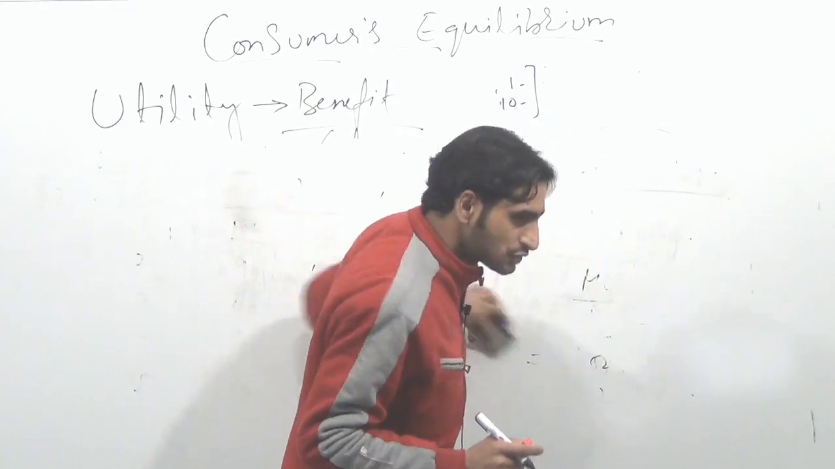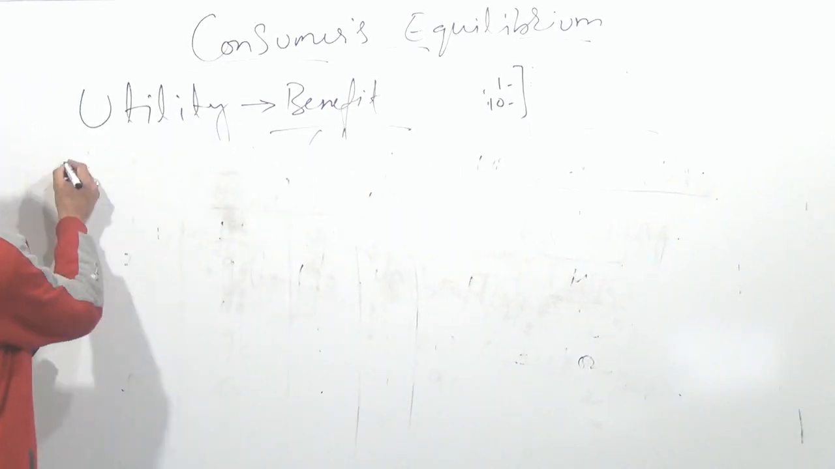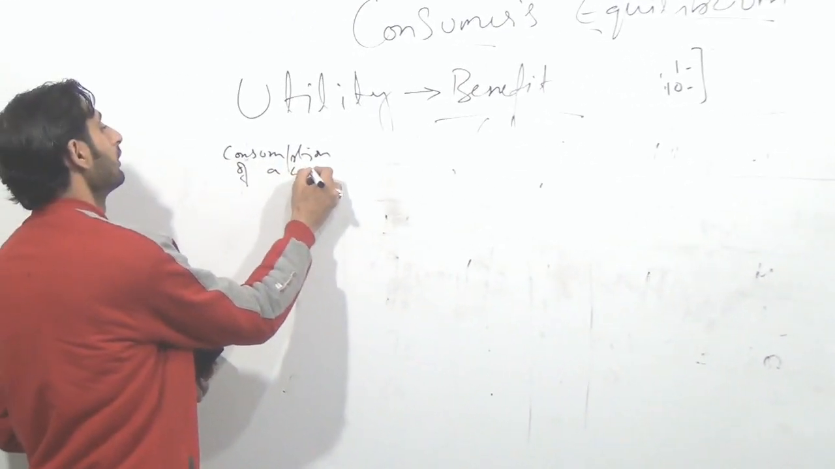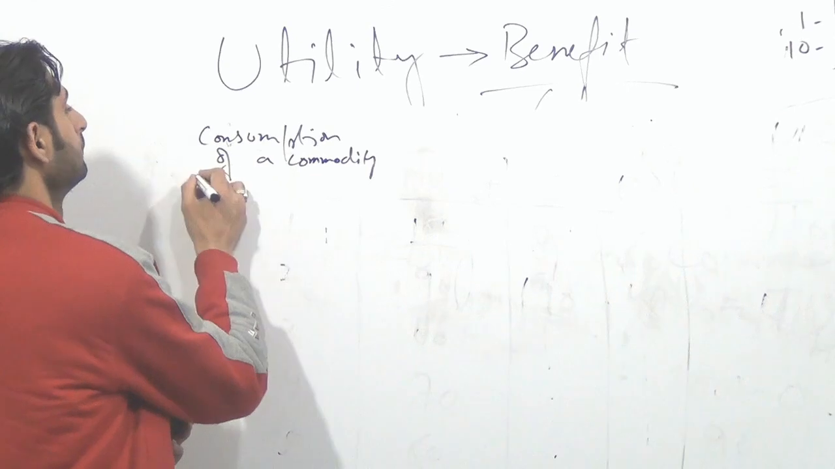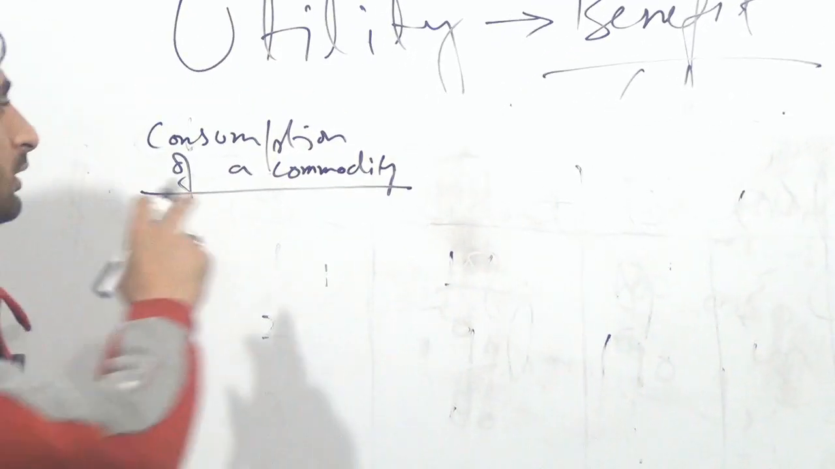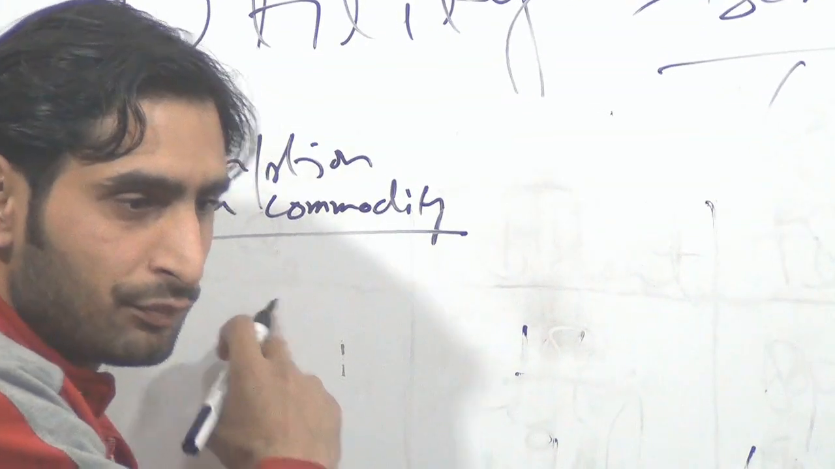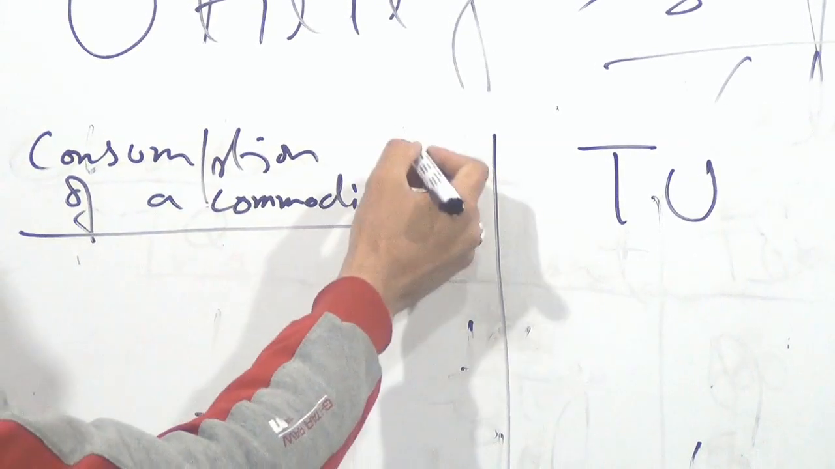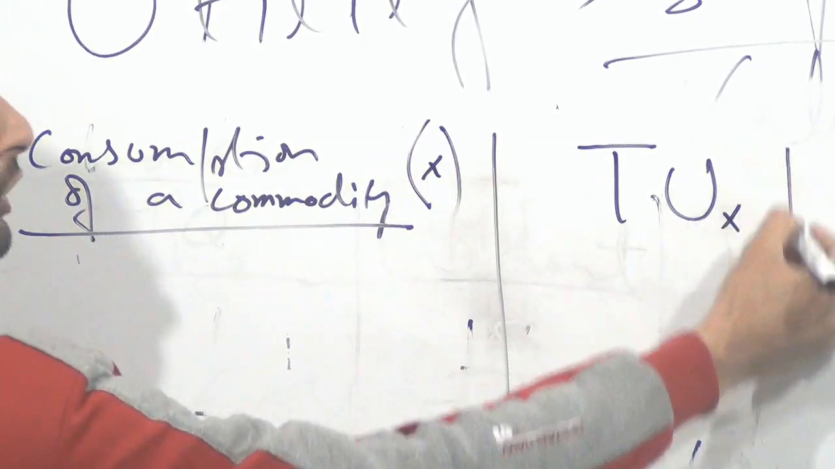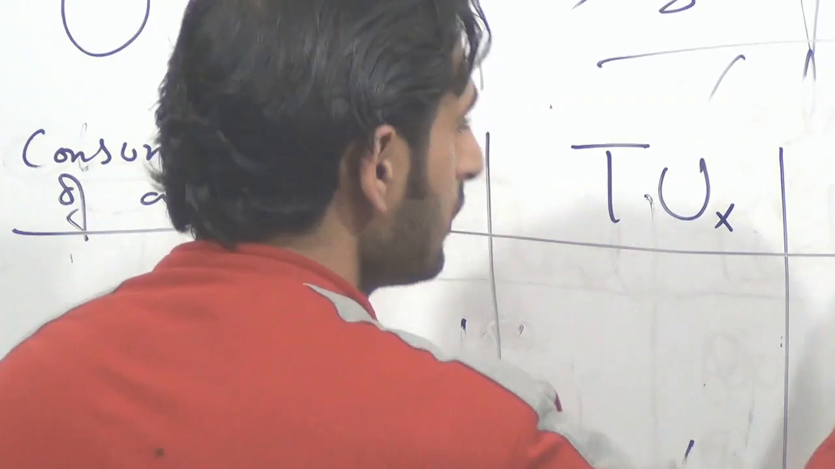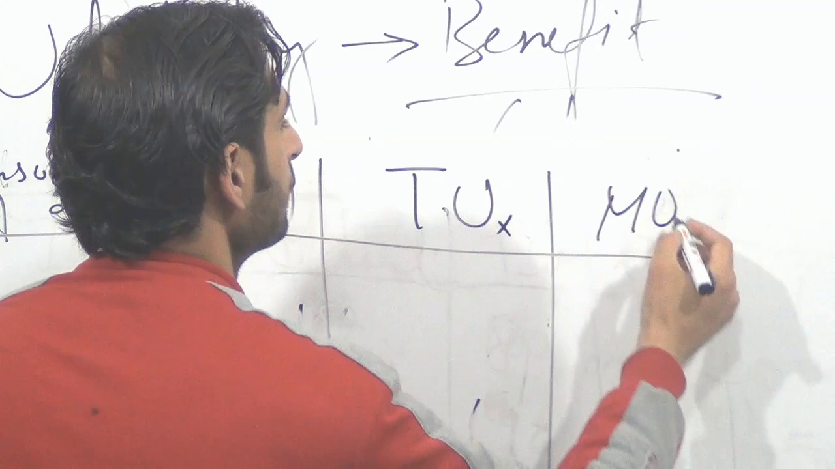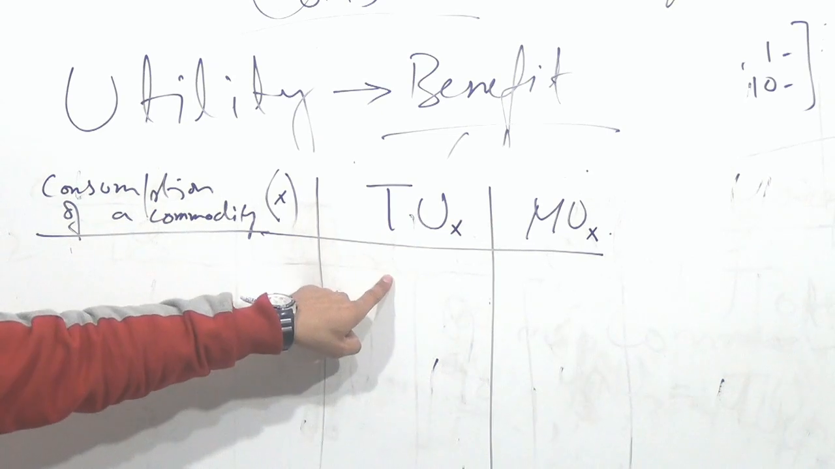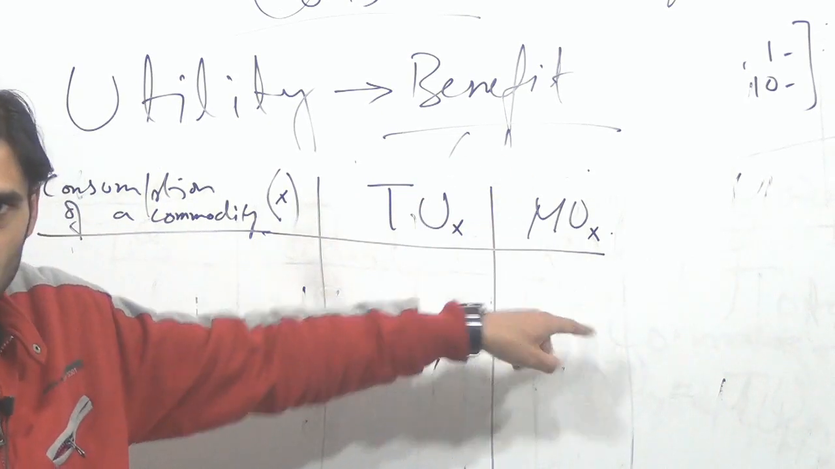So I'm going to take up a schedule like this. Consumption of a commodity, that is, units of the commodity I am talking about. Second, the total utility derived from the consumption of this commodity, say we will name it X, total utility of X. The third, we can talk about the marginal utility of X, and as I said, we can derive marginal utility from the total utility and we can derive total utility from the marginal utility.